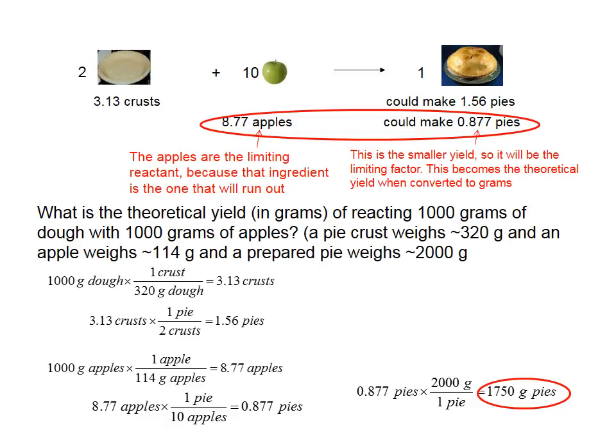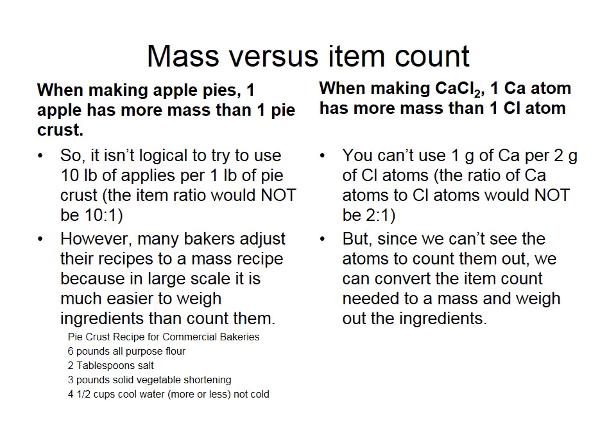But if I go back and reread the question, it said, what is the theoretical yield in grams? So I'd have to convert that to grams. But I do know a prepared pie weighs 2,000 grams. So I take 0.877 and multiply by 2,000, and I get 1,750 grams of pies. Again, this analogy breaks down a little bit because you either have one pie or two pies, but we get the idea.